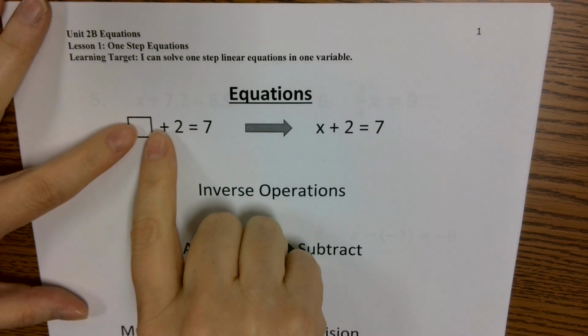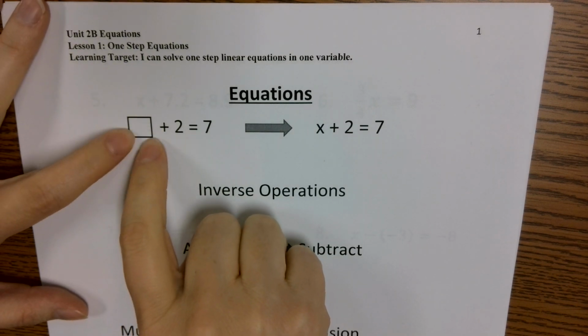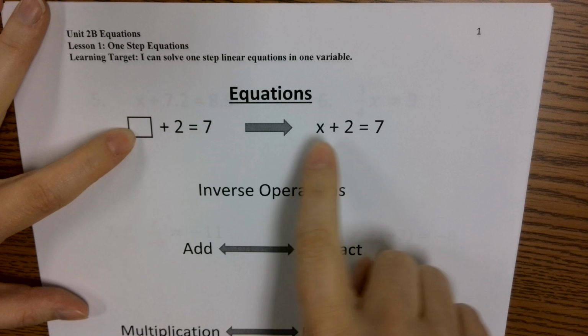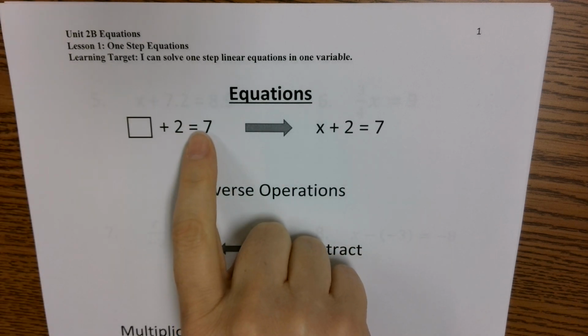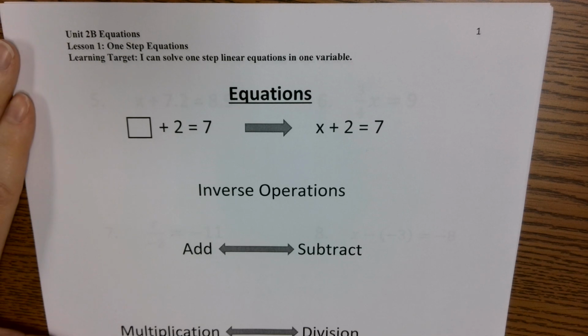So when we're looking here, again, instead of the box, we would put the variable, so the variable being x. So instead of a box or a missing value plus 2 is equal to 7, it would be x plus 2 is equal to 7.